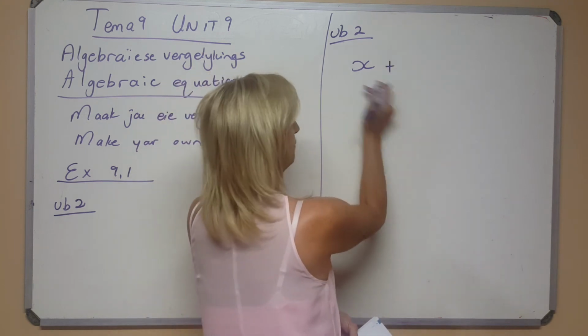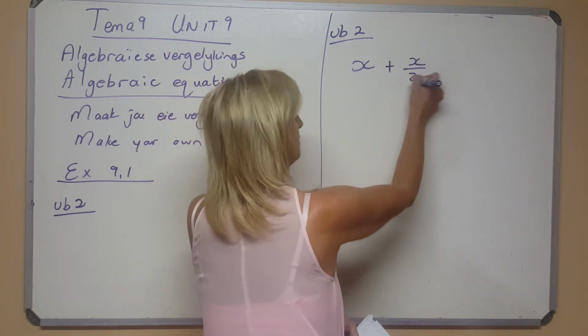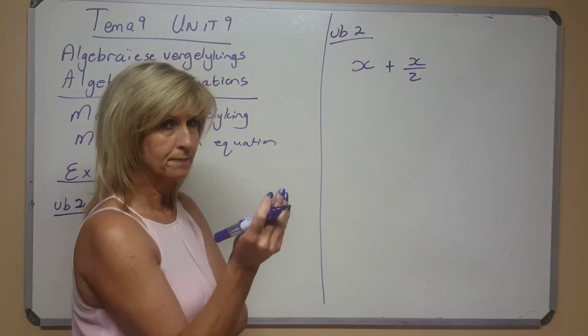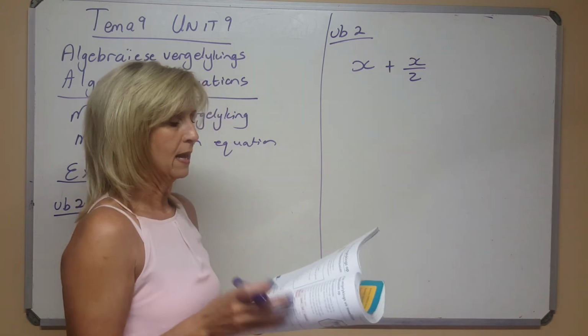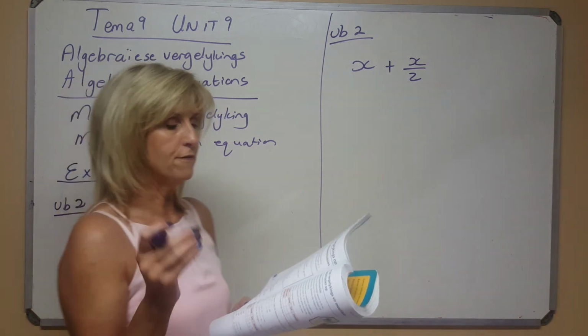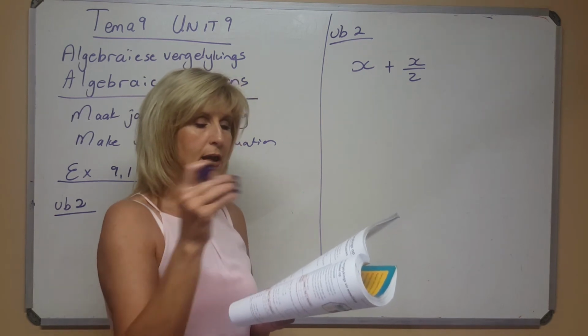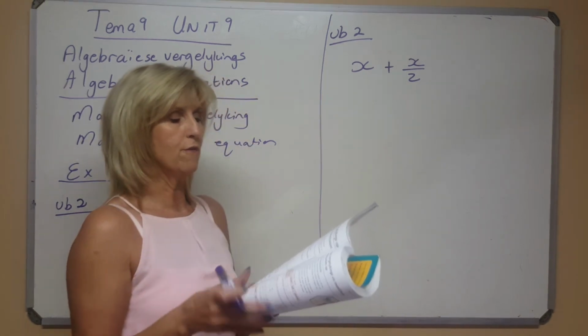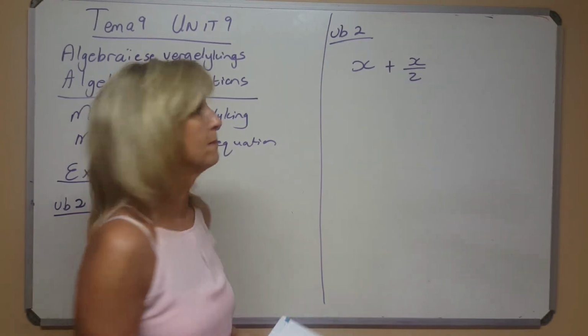Tel by helfte van hom. Half of that number is half x. If you add a number by half of that number, and then also add that by a quarter of the original number. What was the original number?